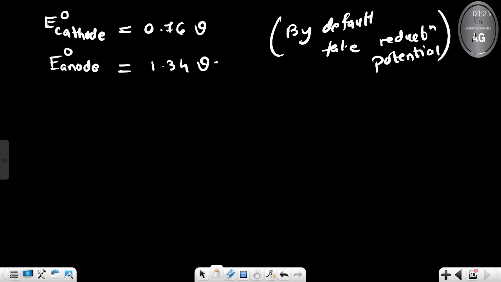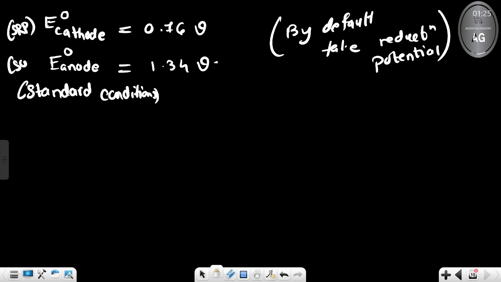So this is called standard potential. Whatever you are saying, just add the word standard, for standard conditions. Clear? So this will be called SRP. We will call it SRP. And this will be called SOP.